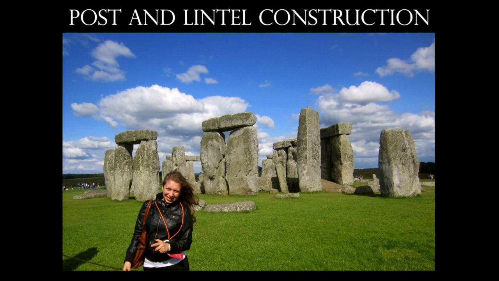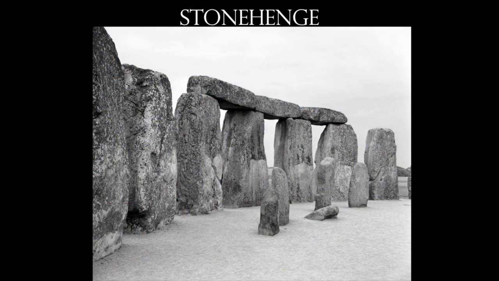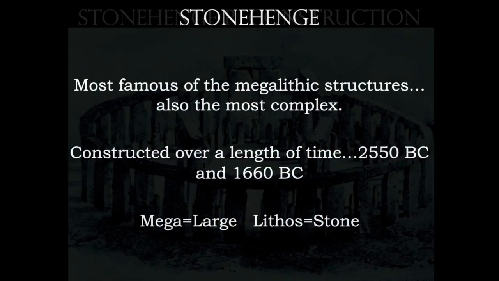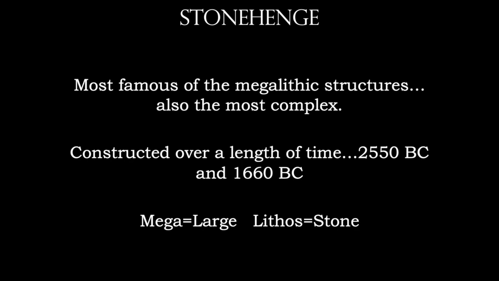Now, post and lintel construction can find its genesis back at Stonehenge, and this is one of our earliest megalithic structures. I will show you a few pictures of how it looks now, and of course, this is how we thought it looked back when it was complete. But Stonehenge is unique also because it's a site that keeps being built upon again and again. It was constructed over roughly a 1,000-year period, from 2500 BC to 1600 BC. And the term megalith just basically means large stone.